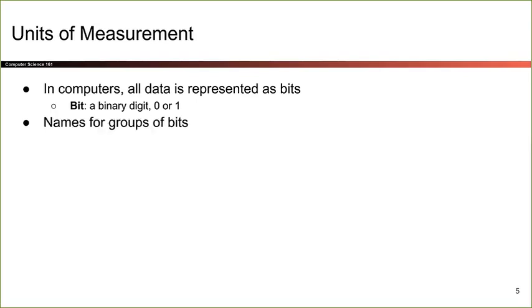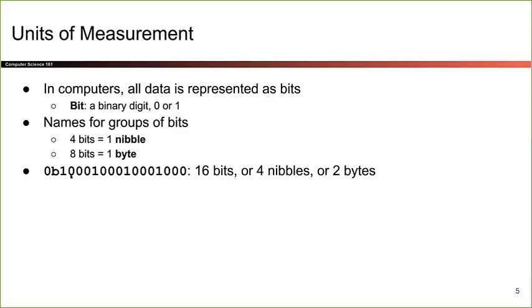When we group bits together, we have names for larger collections of bits. So 4 bits we usually call a nibble. This is not a very common term, but you will see it around. And 8 bits is called a byte. This is probably a term that you've seen before. So for example, this sequence of bits here, we've just started with 0b to denote that this is binary. We have 16 bits here. You can also call it 4 nibbles, or you can call it 2 bytes.